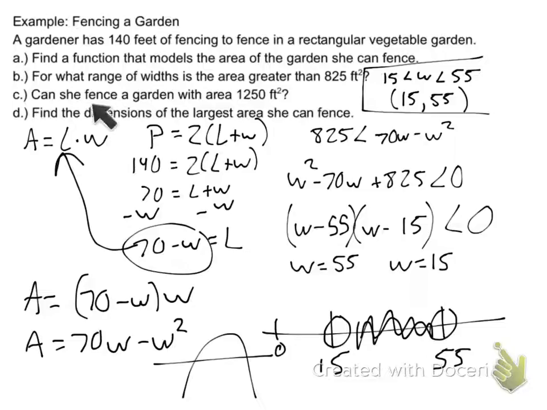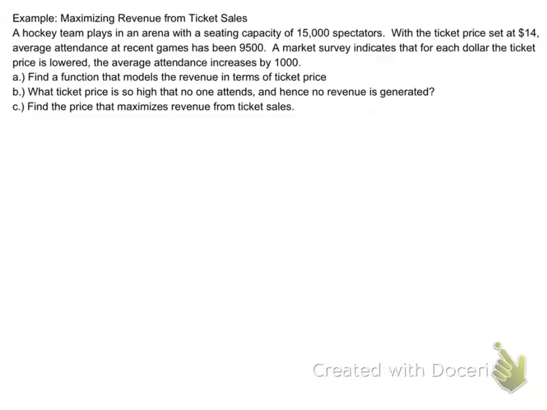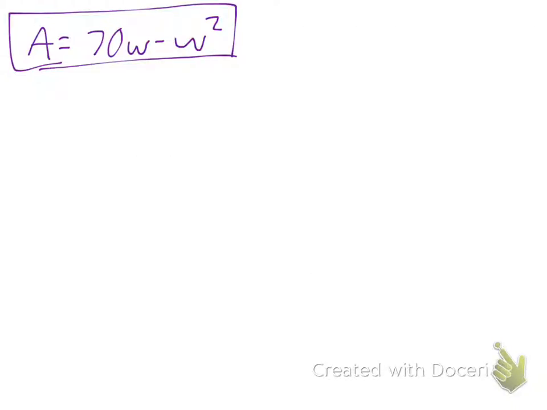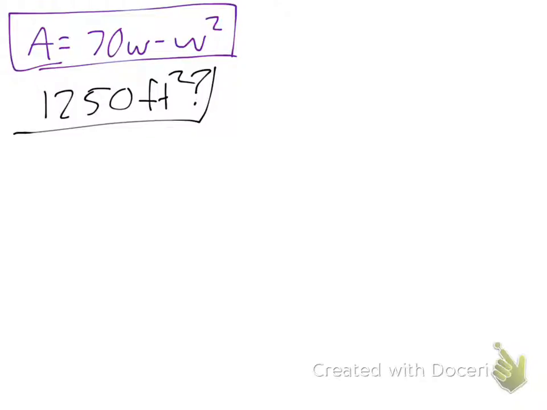In part C, she just wants to know, can she even have a garden with an area of 1,250 feet? So in that case, I just take my equation and set it equal to 1,250 feet. Can you guys agree with this? So I'm going to change the page. There's my equation. I want to know, can I have 1,250 feet squared as an area? Does it even go large enough? Do I have enough fencing to make that happen?